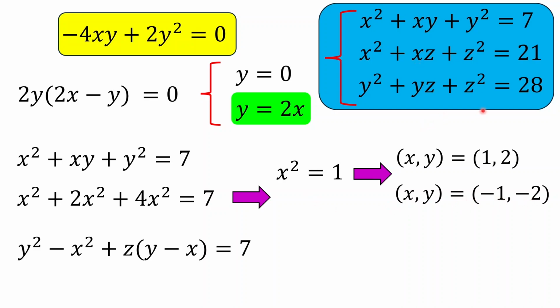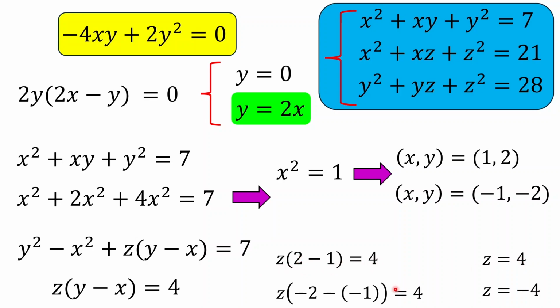All right. In order to find z, you can just plug one of these numbers in any of these equations, or we can subtract these two equations. So 28 minus 21 is 7. Z² disappears. y² minus x² plus z times y minus x is equal to 7. This is 4. This is 1. So it becomes 3. 3 with 7 disappears. So we get z times y minus x is equal to 4. For one case, we have x equal to 1, y equal to 2. So z times 2 minus 1 is 4. So z will be 4. The other case, y is minus 2, x is minus 1. So z becomes minus 4.